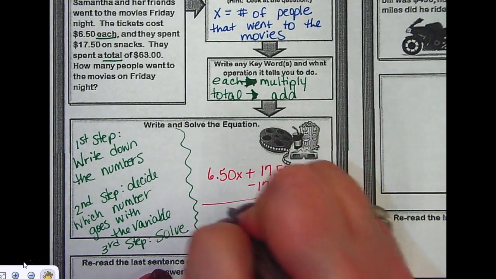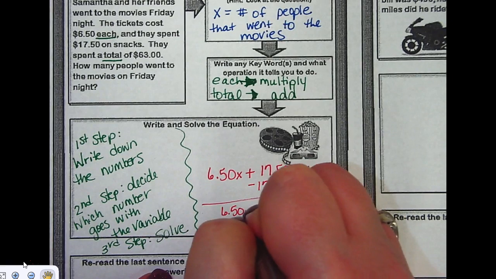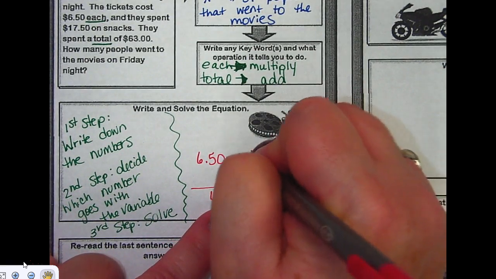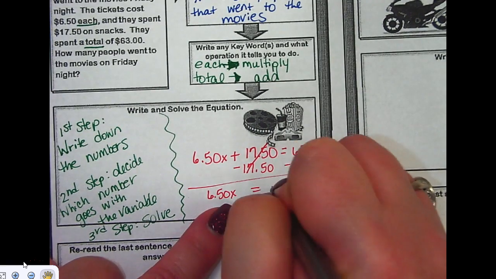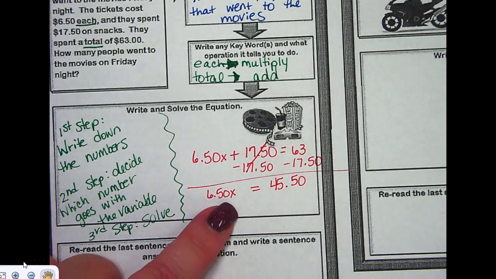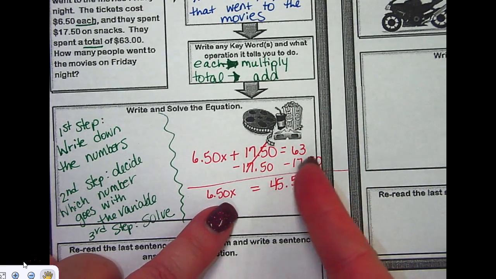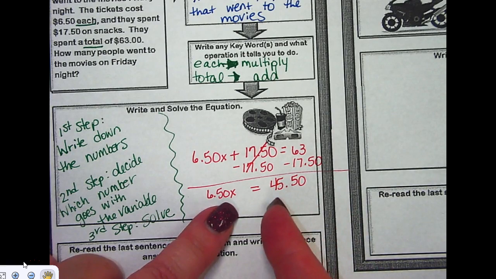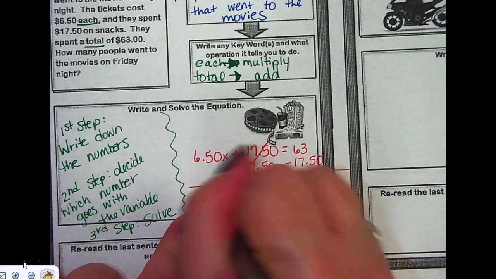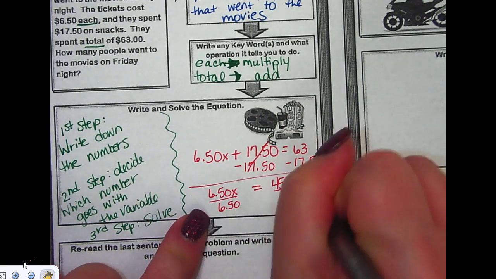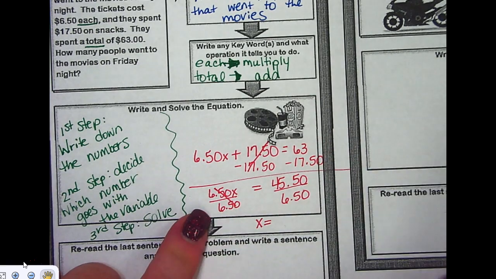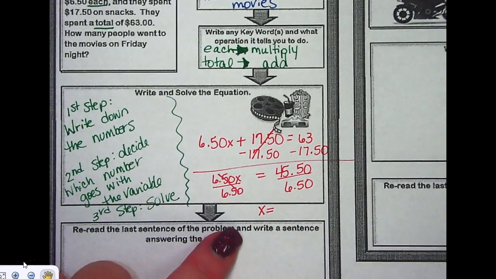So when I do the math, I bring down the $6.50 for the tickets times, we don't know how many tickets. Cross off this because it's a zero pair, equals $45.50. So that means out of this $63, when we take the money off for the snacks, that leaves us with $45.50 that we spent on tickets. We don't know how many tickets, so now we divide by $6.50. And that leaves us with X equals $45.50 divided by $6.50.